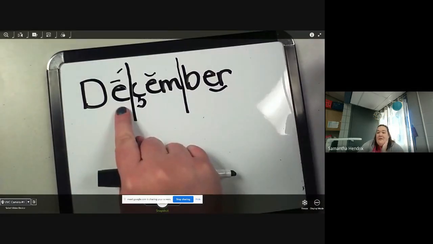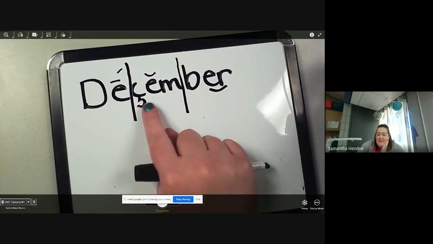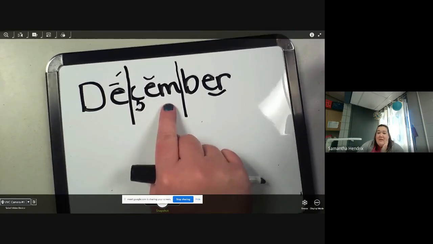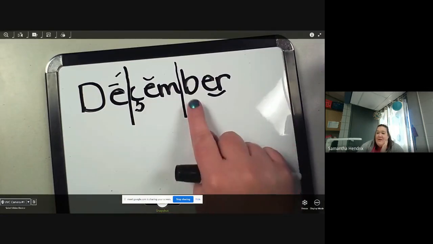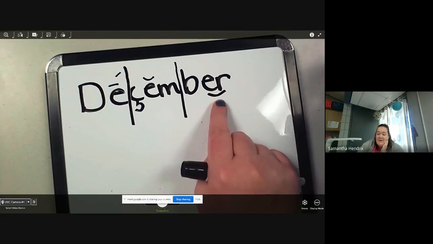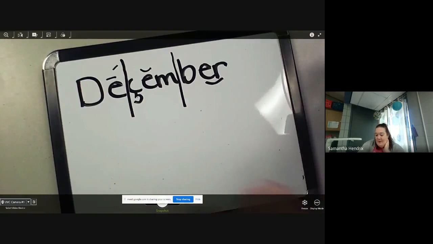This is a vowel that in this syllable has nothing after it, so it's a long vowel. This C is a soft C because it's followed by an E. This E is followed by a vowel, so it gets a macro. Oh, it gets a breve. I've been saying that wrong. I hope you guys corrected me. And then this syllable is the ER. So, December. Okay?